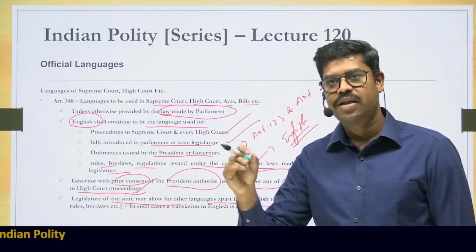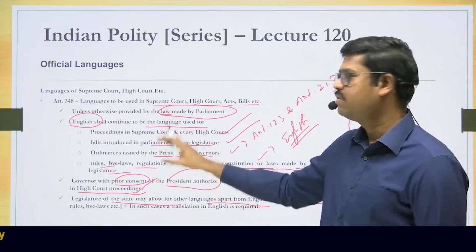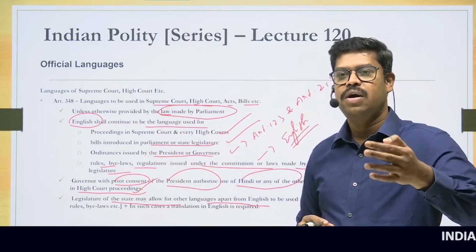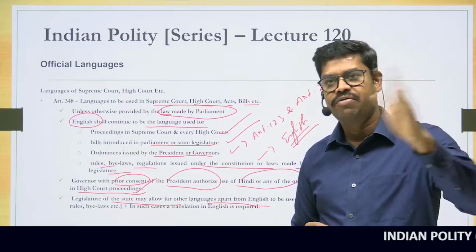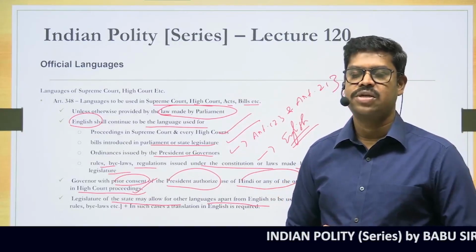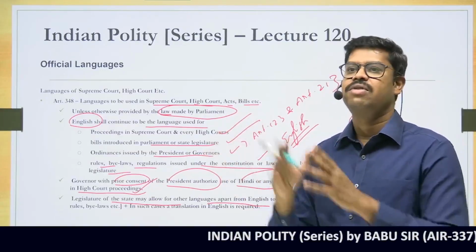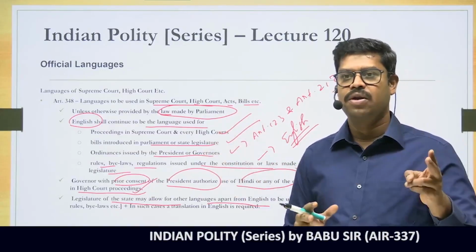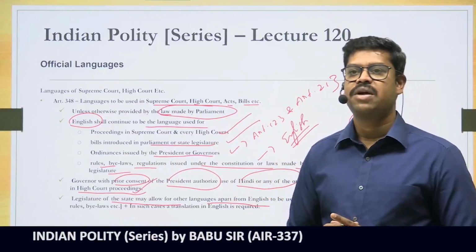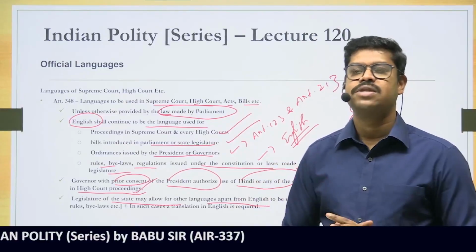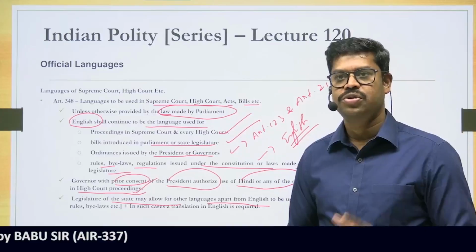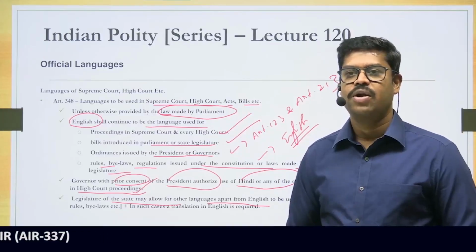So that means another exception is also there. Irrespective of whatever is given under Article 348, the state legislature has the power to make a law, and by that law they can allow the use of any of the other languages apart from English for the purpose of introducing bills in the concerned state legislature, by virtue of Article 348 of the Constitution. So this is very, very important. You'll have to keep it in your mind.